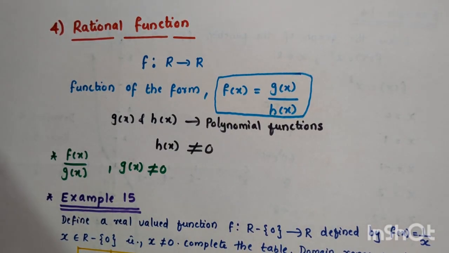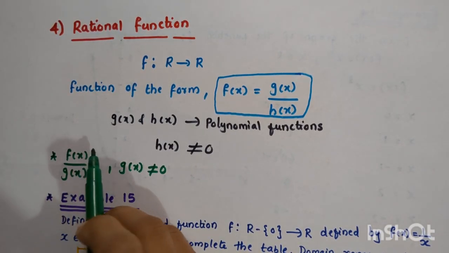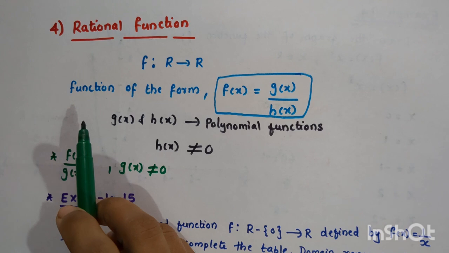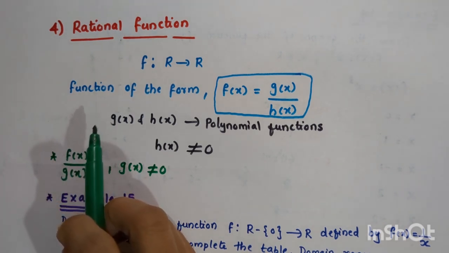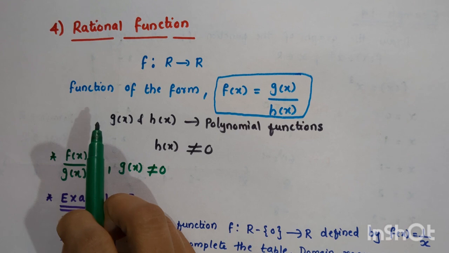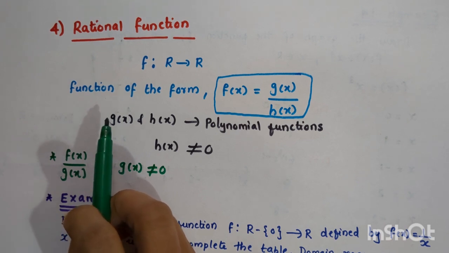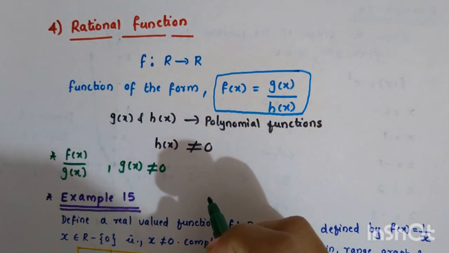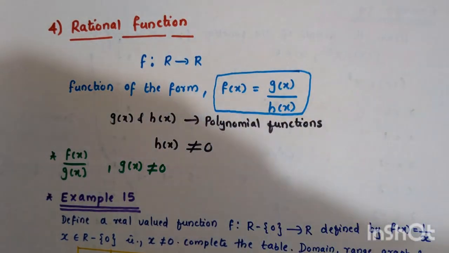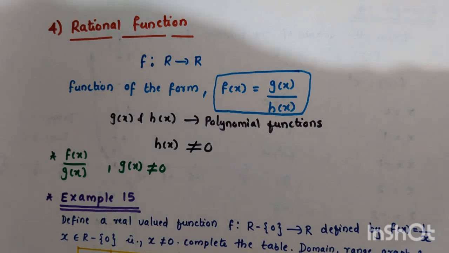Hello everyone. In this video, we are going to discuss rational functions and example 15, which comes under the topic Some Functions and Their Graphs from Chapter 2, Relations and Functions, Class 11 Maths. We have already discussed the constant function, polynomial function, and identity function in our previous videos.